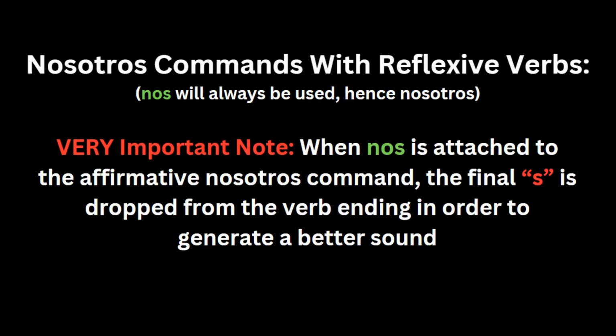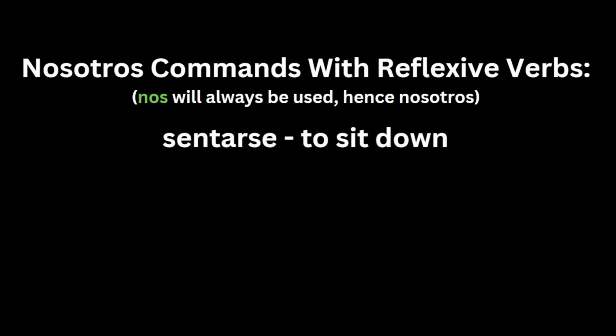Spanish has a very important rule saying that when nos is attached to the affirmative nosotros command, the final s is dropped from the verb ending in order for the word to sound better when said. Take the reflexive verb sentarse. How would you say this verb in the nosotros command?